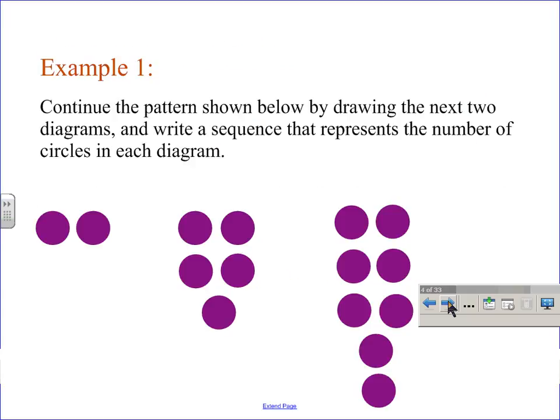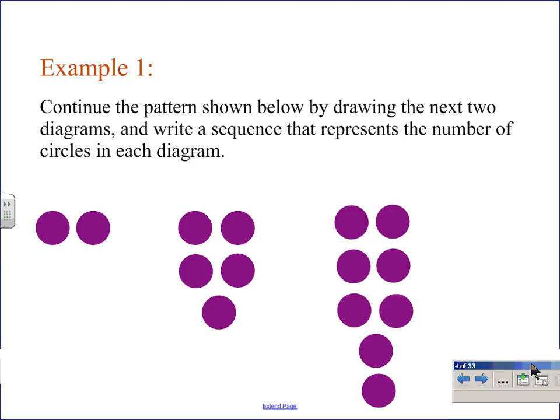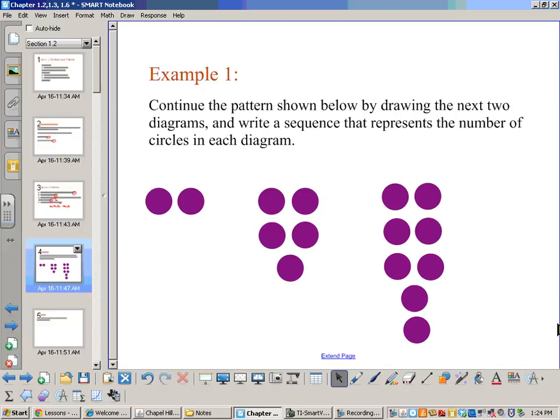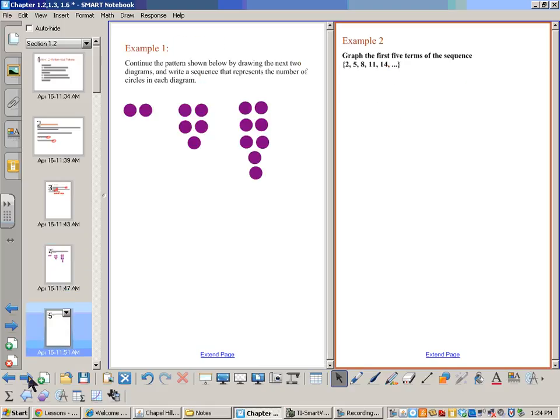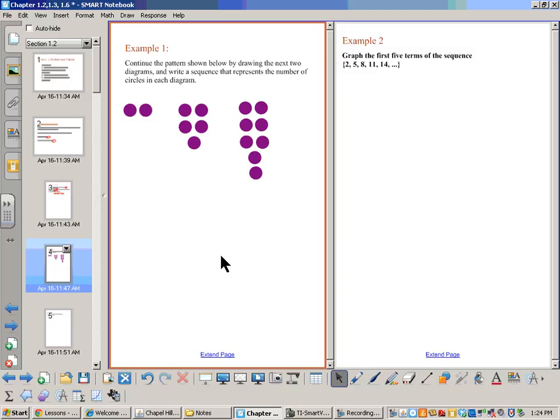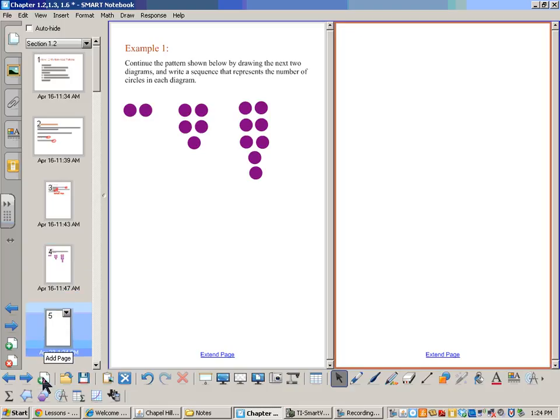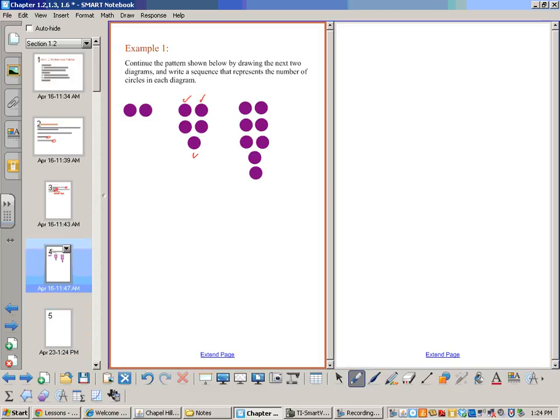Okay, here's an example. What we're going to do is look to continue this pattern. We're going to draw the next 2 diagrams, and then we're going to write a sequence that represents the number of circles in each diagram. Okay, so let's give ourselves a little more room. Okay, and so we're looking to continue this pattern here. And you notice you start out with 2, and then from that you're going to add this, and this. And then the next time, then we're going to add a few more.